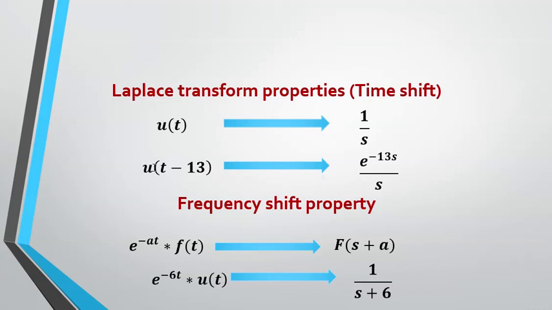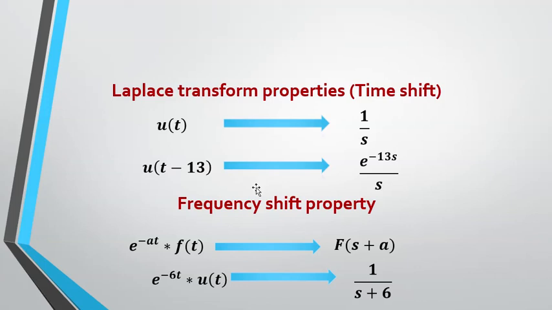Just keep something in mind, it's a little trick. When you shift in the time domain, the sign will stay the same in the frequency domain, in the Laplace domain. So minus 13, minus 13. But when you multiply by e to the power of something in the time domain, the sign will change in the Laplace domain. Here we multiplied by e to the power of minus 6t, and it became 1 over s plus 6.